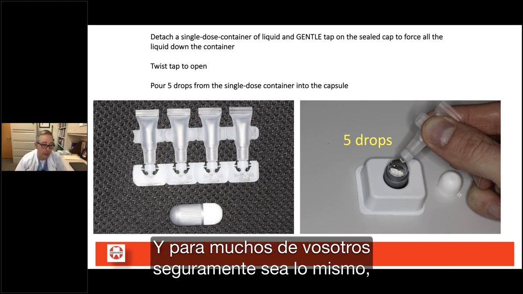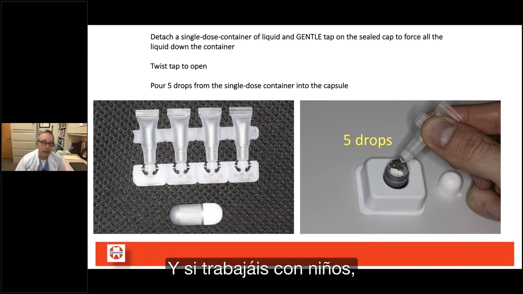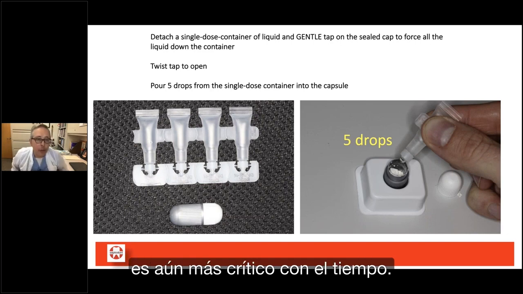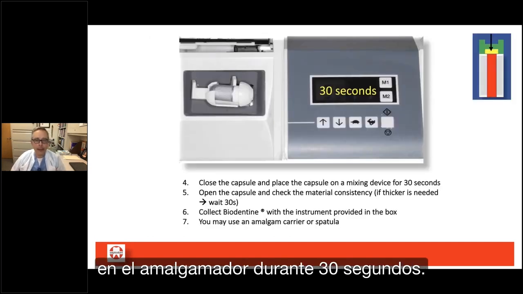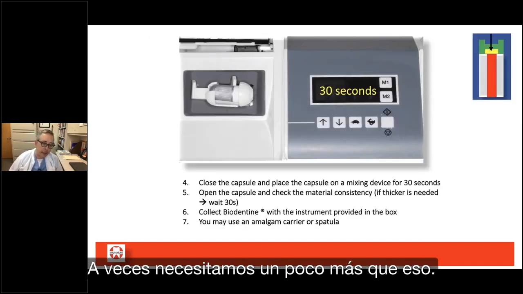And I'm sure you're the same. You don't want to waste material. And if you work with kids, the time is even more critical. In the old days we used this, and then we would put that in the amalgamator for 30 seconds. Sometimes we need a little bit more than that.